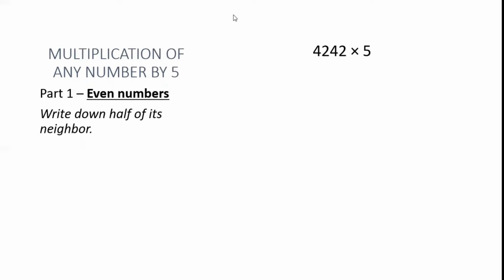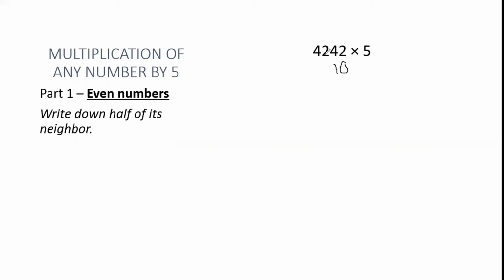Okay, so let's just go straight to our example. We have 4242 multiplied by 5. So we have to write down half of the neighbor on the right. So let's start with 2. 2 has no neighbor, so we put down 0. Okay, so half of 2 here is 1.